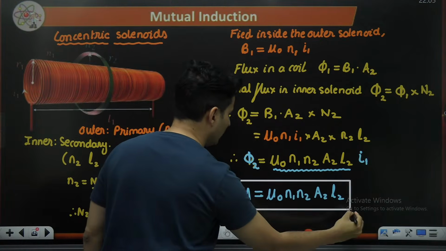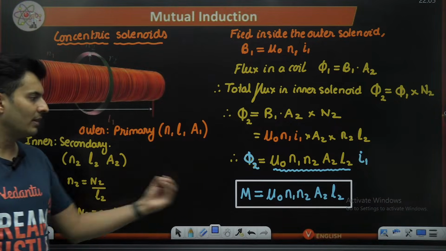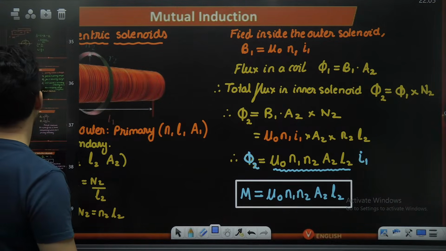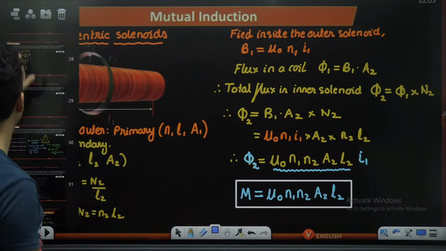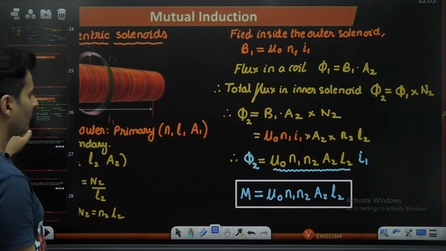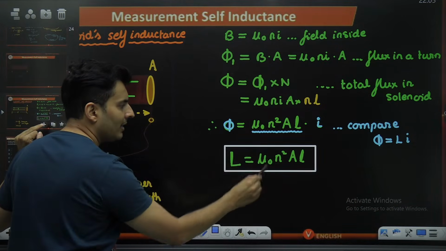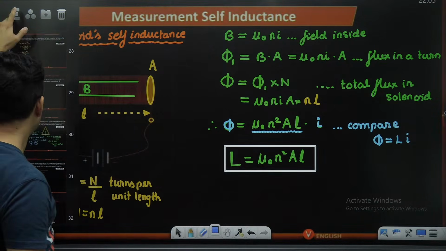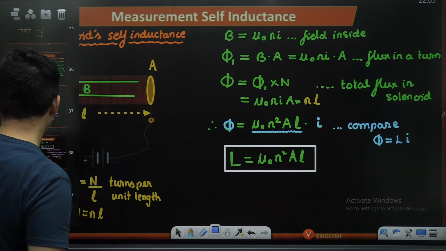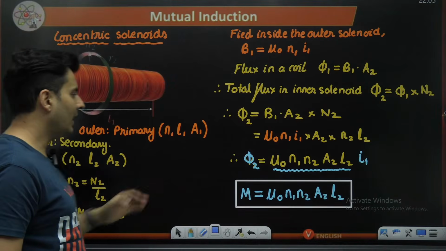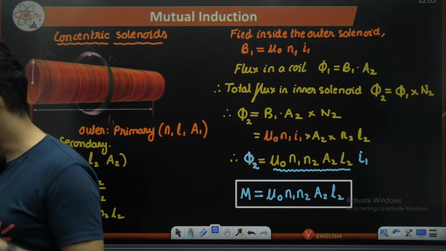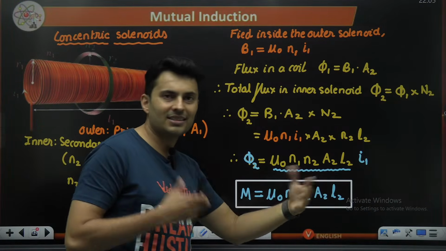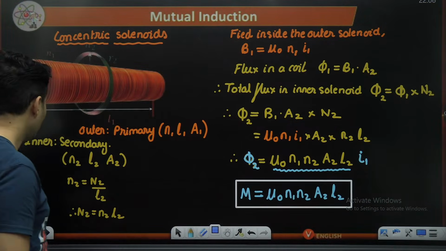Is this absolutely clear, my dear warriors? Mu naught n1 n2 A2 L2. Very similar to the solenoid's formula right over here. Compare this formula with this one: mu naught n squared A l. Here it is just n squared, so you split that n squared into n1, n2, and you get the same thing: mu naught n1 n2 A2 L2. Okay? Clear, guys? It depends on the material, the turns, the shape, the size, everything, the geometrical aspects.